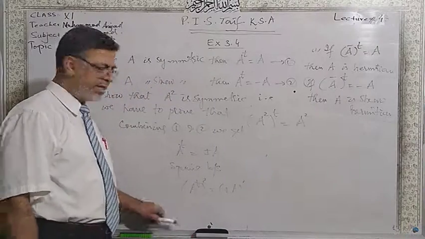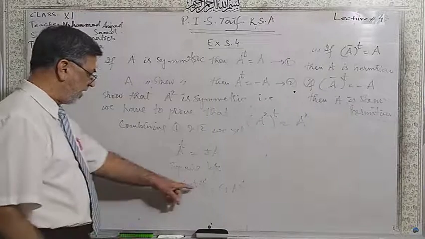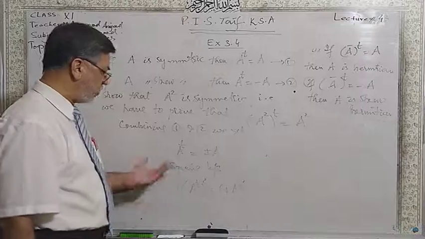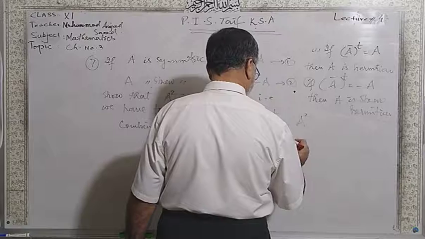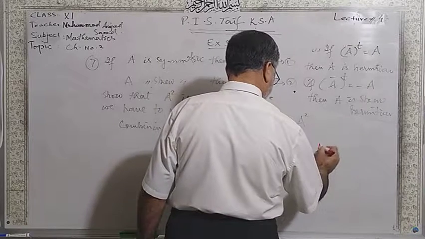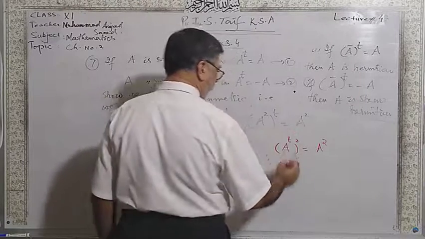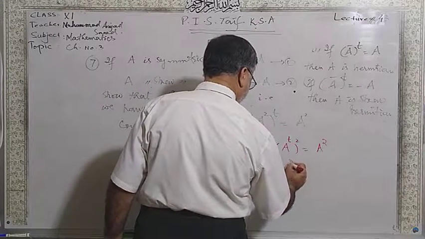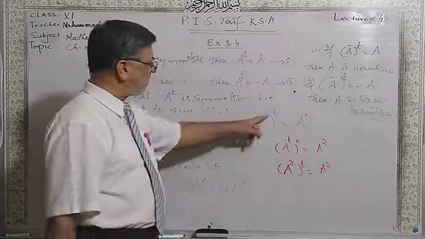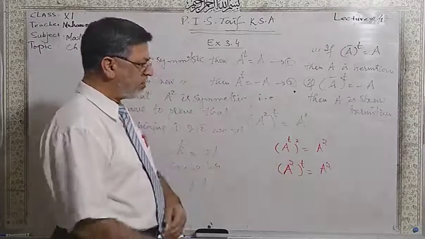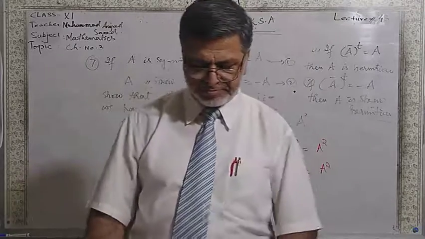Dear students, you know that in case of square, we have always positive sign. Plus minus will change into positive. So we will have A transpose whole square is equal to A square. You know that power over power both are multiplied, so you can interchange them. So A square transpose equal to A square, that is your result. So hence, it is proved.